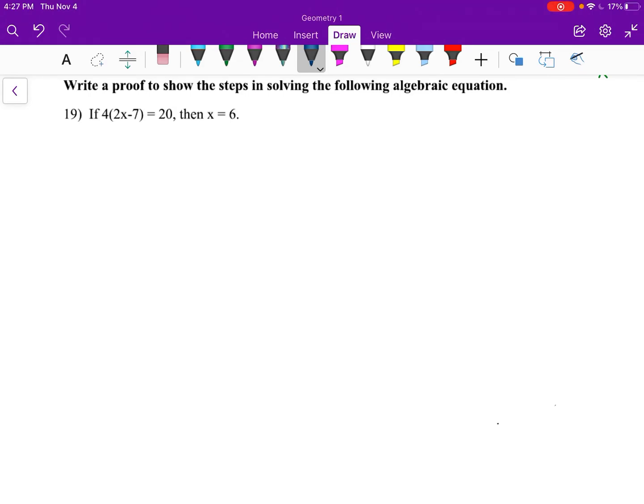Number 19 from the review. It says, write a proof to show the steps in solving the following algebraic equation. So we're going to do a little proof here. We want to write our T-chart. So we have our statements will be on the left. Reasons will be on the right.